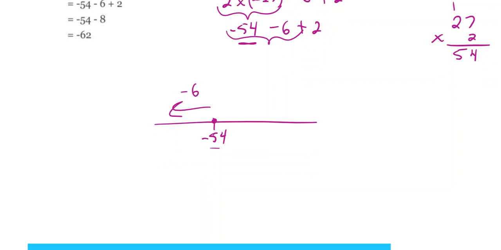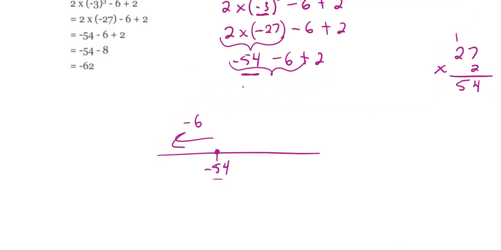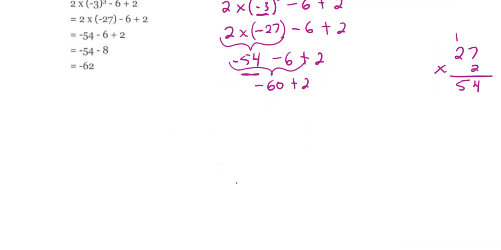Negative 60, right? Do you see how that ended up being the same thing as 54 plus 6, but in the negative direction? So that's just going to be negative 60 plus 2. Now I'm thinking, okay, I'm at negative 60, and I'm going 2 to the right, right? I'm adding 2. So where am I at now?